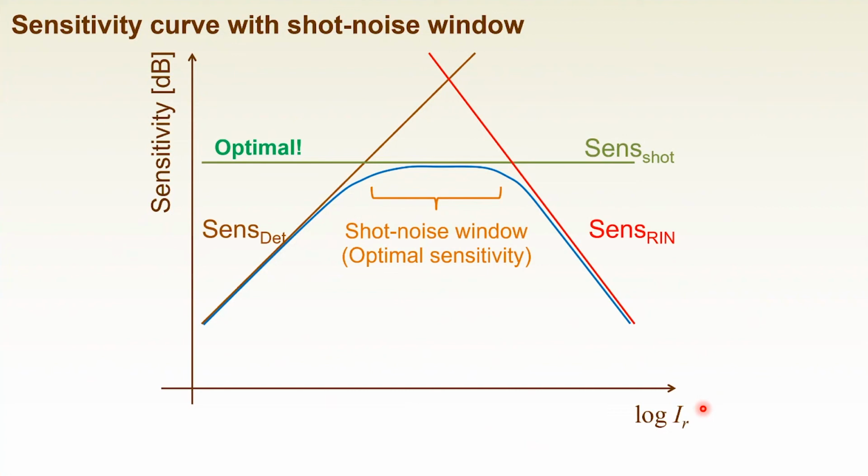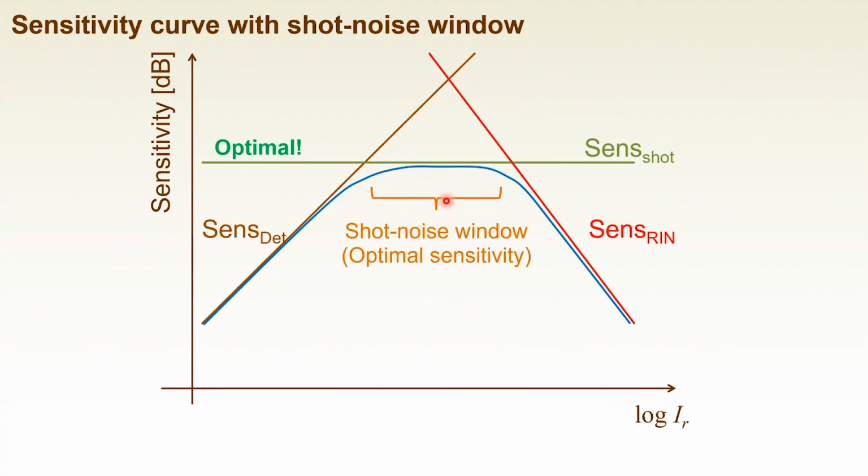The horizontal axis is the reference power on a logarithmic scale. The sensitivity is also displayed in dB. It's log scale, right? By increasing the reference power, the sensitivity becomes better and better, or the signal to noise ratio becomes better and better. So here it's the detector noise limit regime, and then it becomes stable. It's the shot noise limit, and then suddenly it drops. It's the RIN limit.